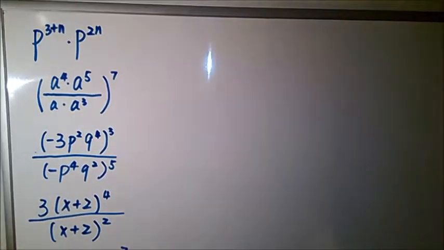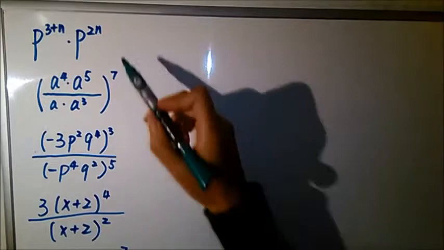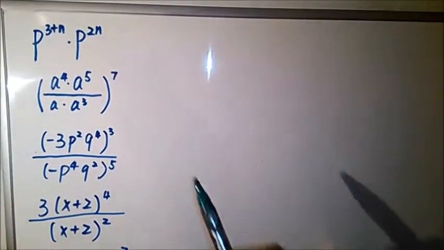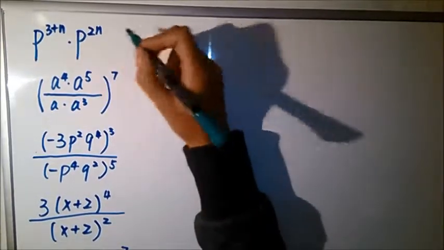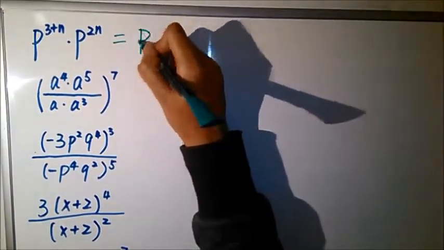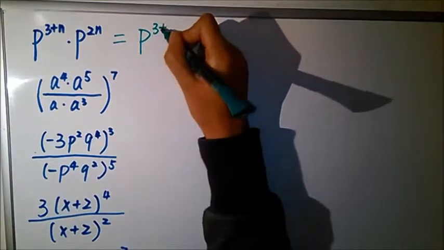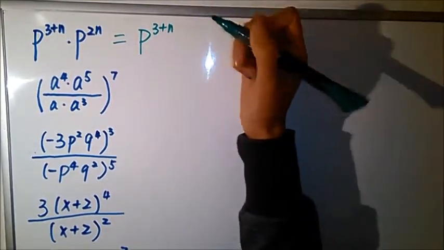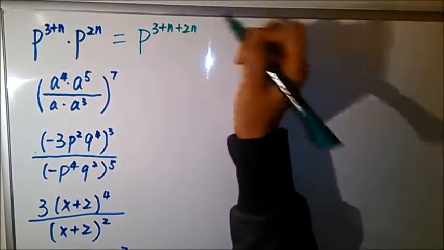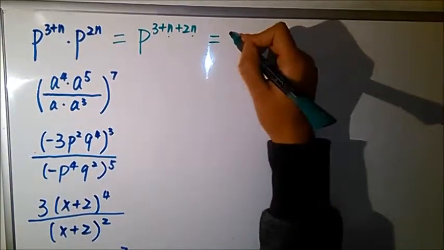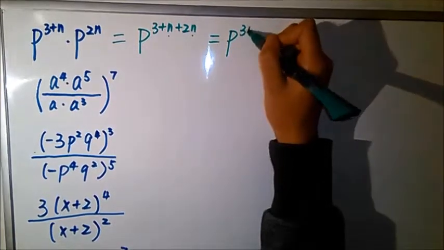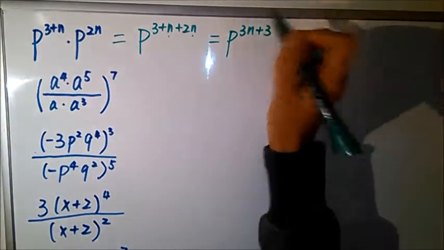Okay, next problem is p to the power of 3 plus n times p to the power of 2 plus, I mean 2 times n. Okay, so since the bases are the same, we're going to add the exponents. That's the exponent rule. So it's going to be p to the power of 3 plus n plus 2n. Okay, add like terms together. 2n plus n is going to be 3n, plus 3. That's the answer.